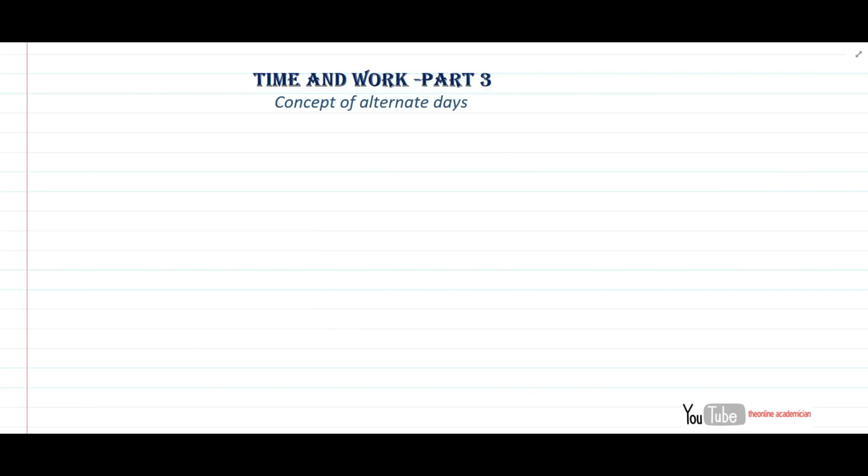Today we will do Time and Work part 3, in which we will see the questions related to the concept of alternate days. So what does alternate days mean here? Say our work is finished by A and B, but A and B are not working together. They work like this: A does the work first, then B does it the next day, then again A does it on the third day, then again B does. So this is called alternate days.